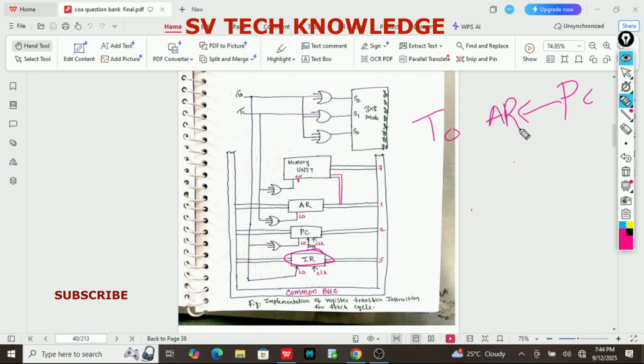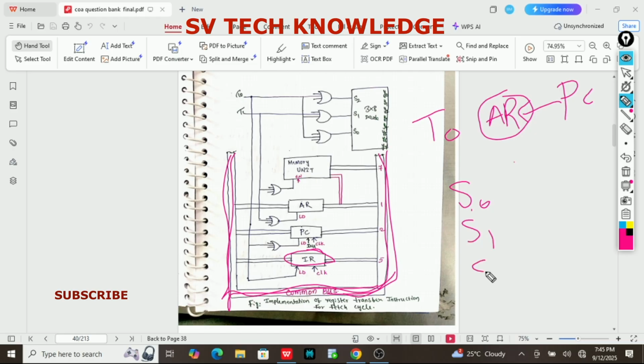Okay, the contents of PC are placed into AR, and it enables the common bus. Whenever the content is in AR, it enables the common bus. This common bus will be enabled to transfer data from one end to another end. The common bus will work by setting S0, S1, S2 to 0, 1, 0.